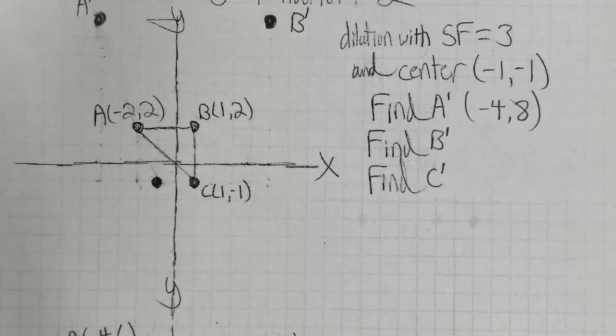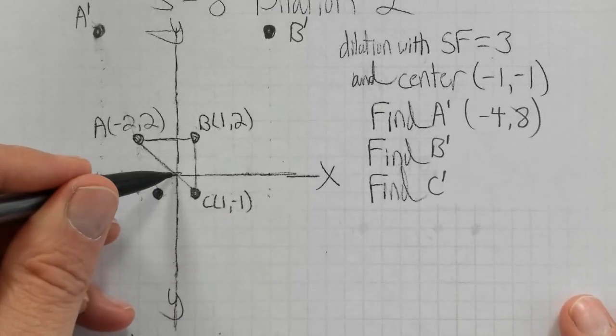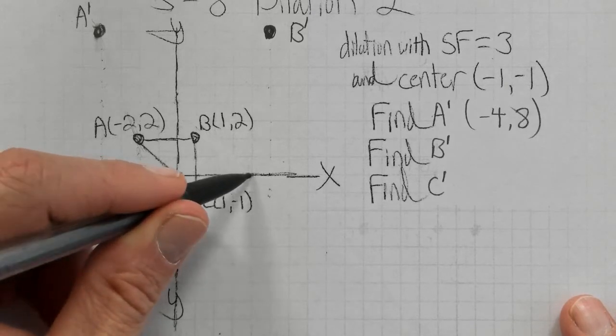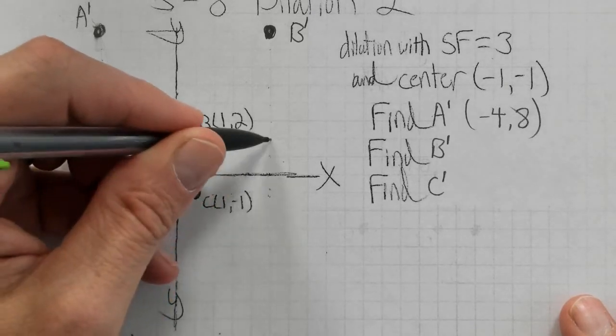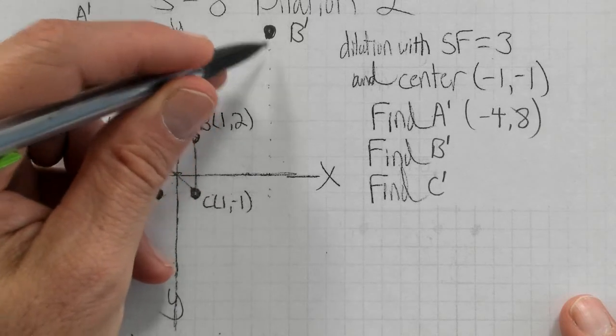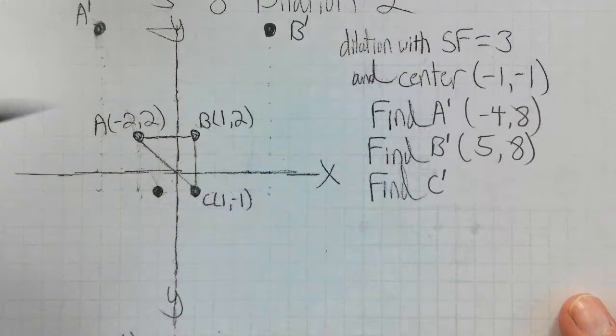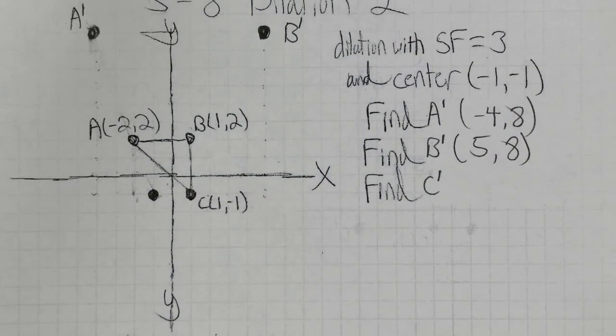And so what are the coordinates here? This is the only time, again, that I go back to 0, 0. It's over by 1, 2, 3, 4, and 5, and up by 1, 2, 3, 4, 5, 6, 7, 8. So 5, 8. That's going to be your B prime coordinates.